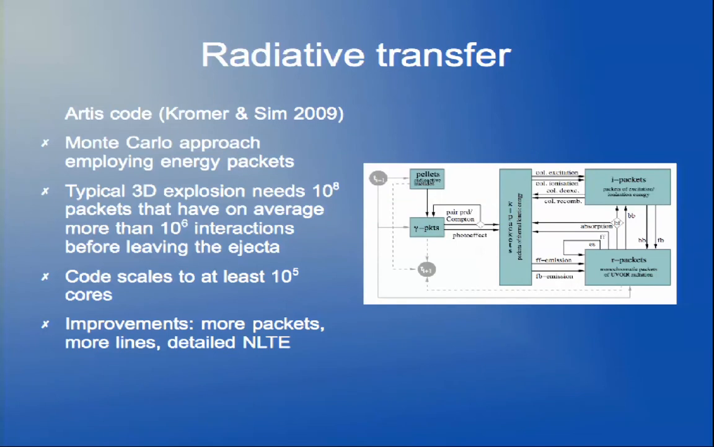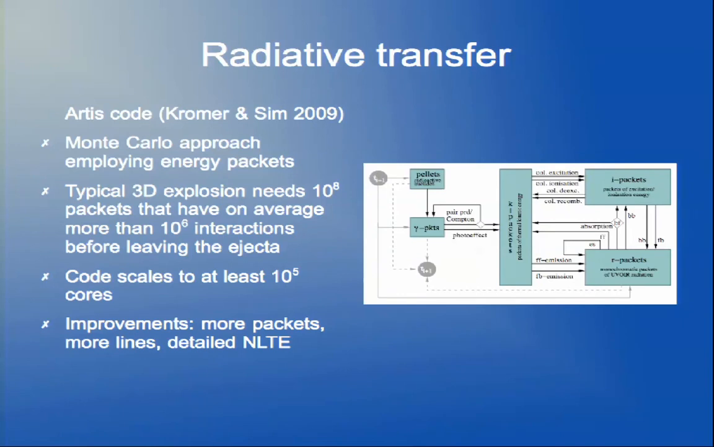So the code we use for that is the so-called ARTIS code, written by Markus Kromer and Stuart Sim. And this uses Monte Carlo energy packets, and really computes the propagation of these energy packets and the interaction with all kinds of atoms, until they finally leave the ejecta. So for a typical 3D explosion run, we need of the order of 10^8 of these energy packets, and they have of the order of 10^6 interactions before they actually leave the ejecta. So this is really a lot of computation that we have to do there.